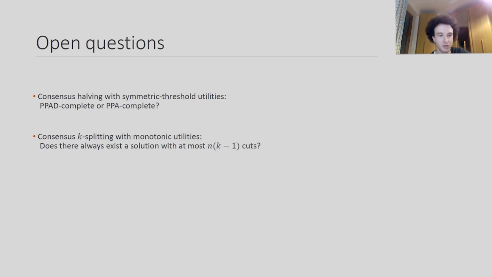And the second question that I want to mention is the consensus k-splitting problem that we saw on the previous slide. We had these results for additive utilities. What happens if you consider more general utilities, namely monotonic utilities? As I said, there's no general existence result there. So the first question is, if you have monotonic utilities, do you still have that there exists a consensus splitting that uses at most n times k minus 1 cuts?